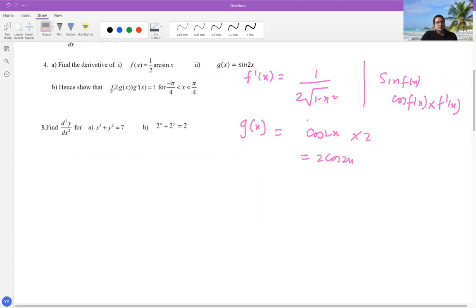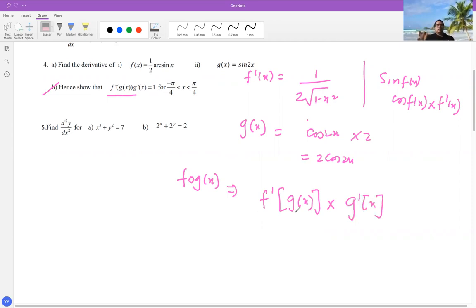All you have to do is, hence show that f dash of g(x) times g dash x is equal to 1, given that the domain is x between negative pi by 4 and pi by 4. Firstly, what we have been given is nothing but the derivative of f of g(x). If I look backwards, the derivative of f of g(x) is actually f dash of g(x) times g dash x. So you have to work backwards for such a question.